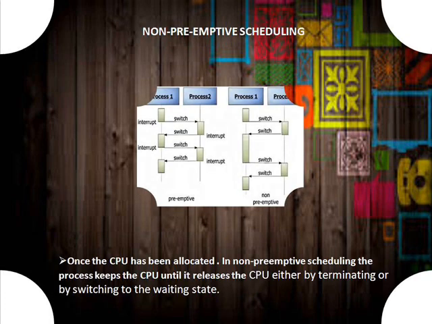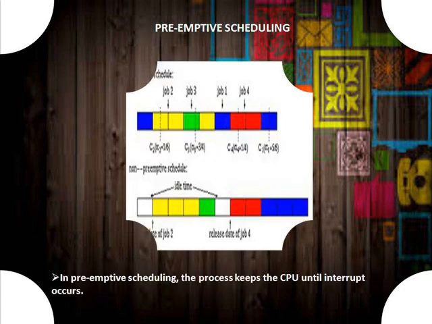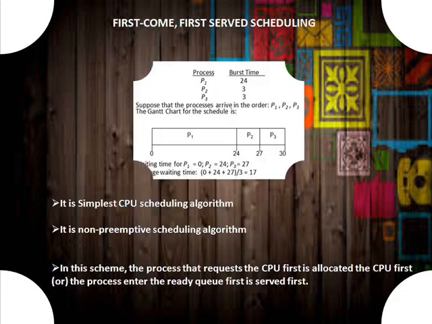Non-preemptive scheduling. Once the CPU has been allocated, in non-preemptive scheduling, the process keeps the CPU until it releases the CPU, either by terminating or by switching to the waiting state. Preemptive scheduling. In preemptive scheduling, the process keeps the CPU until an interrupt occurs.